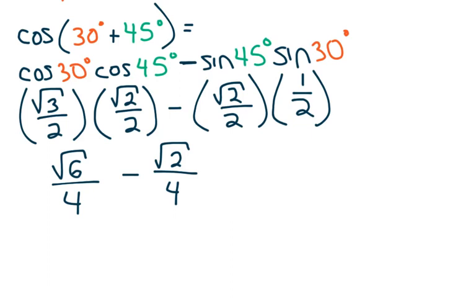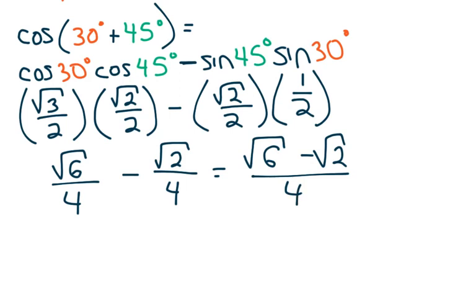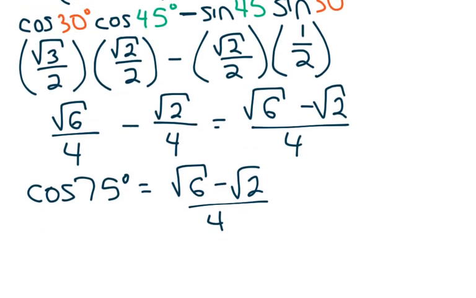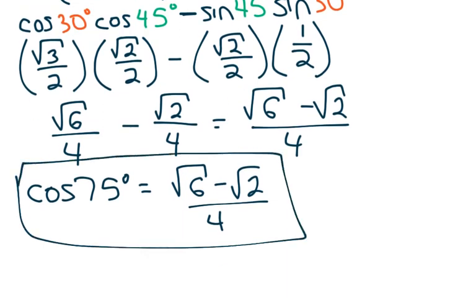So some places will have you leave your answer like this. Others will want you to combine them into one fraction. I will take either one. You're going to see this answer more often though. So I would prefer this one, but they essentially are both the same answer. So if I wanted to know what cosine of 75 degrees was, I now know it is root 6 minus root 2 all over 4. That would be my exact answer.